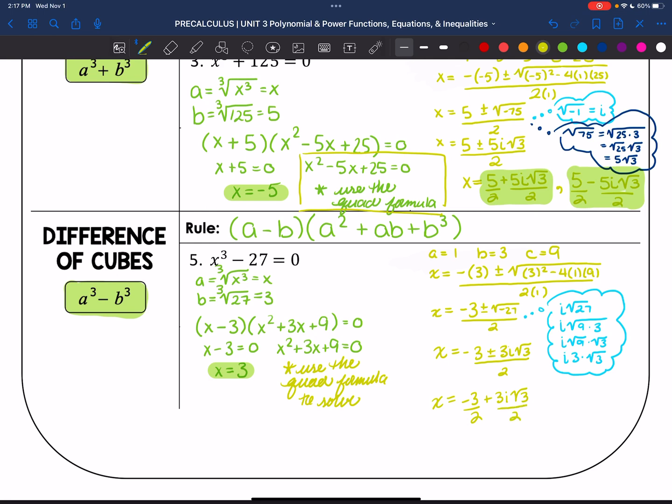That's one of them, where we added, because you know it's plus or minus. So there's one of them. The other is to write it as x equals negative 3 minus 3i square root 3. Make sure both those are over 2. So there's our 3 solutions for this difference of cubes.